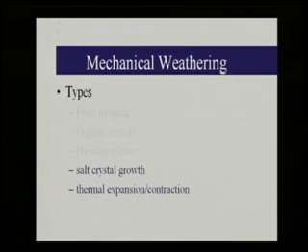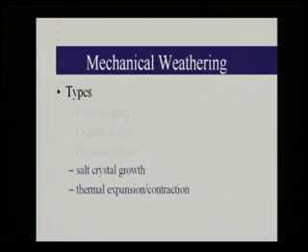And finally, 2 other types of mechanical weathering. Salt crystal growth. If we have crystals growing in joints or fractures of rocks, these crystals can slowly widen those joints or fractures. And again, we're talking about a mechanical process. We're not necessarily talking about a chemical reaction at this time. Thermal expansion and contraction can occur, and it has a more noticeable effect in areas where you have great variations in temperature between the heat of the day and the cool of the night, in a desert region, for example.